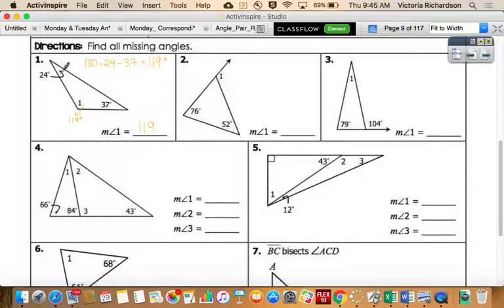Example 2 is one of those exterior angle problems. So this exterior angle, angle 1, is equal to the sum of the two interior angles. So that would be 76 plus 52. And when we add those two together, we get 128.